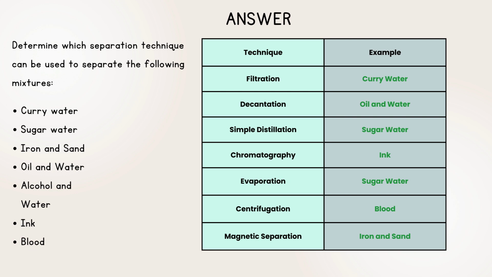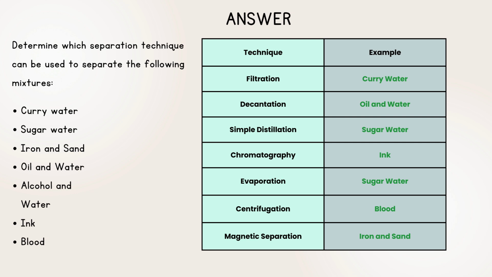Congratulations, did you get them all correct? So the technique used to separate curry from water would be filtration, and to separate oil from water would be decantation. Simple distillation would be used to separate sugar from water. Chromatography would be used to separate the pigments out of ink.